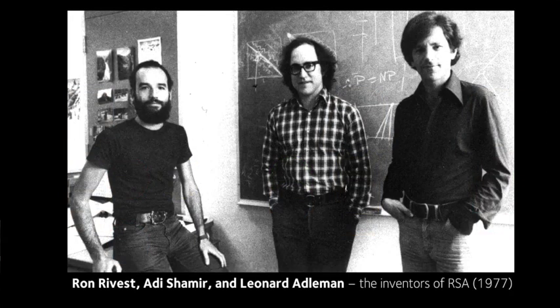This whole thing was invented in 1977 by Rivest, Shamir, and Adleman. They introduced the algorithm in 1977. This is why it's called RSA.